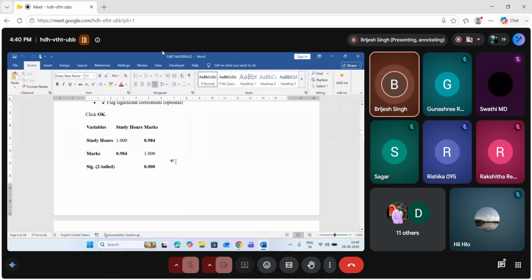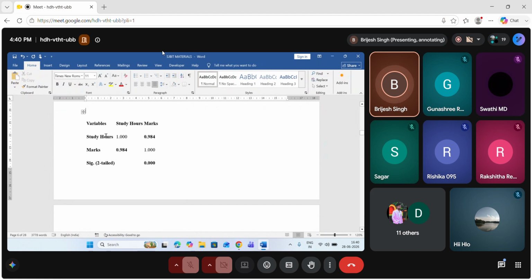So this is how you will get the outcome: study hours versus study hours, 1. Study hours versus marks, 0.984. Marks with study hours, 0.984. Marks with marks, 1.